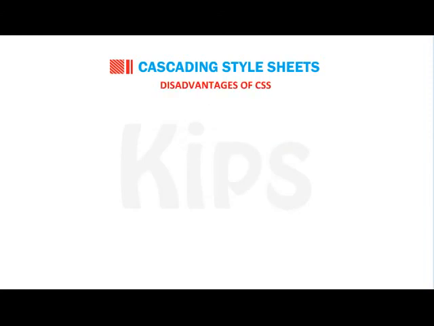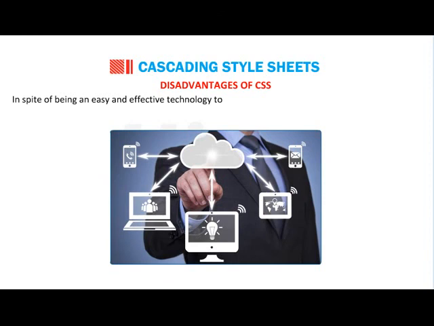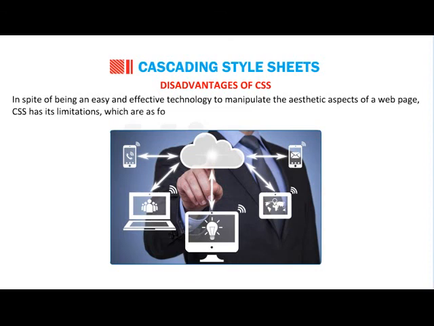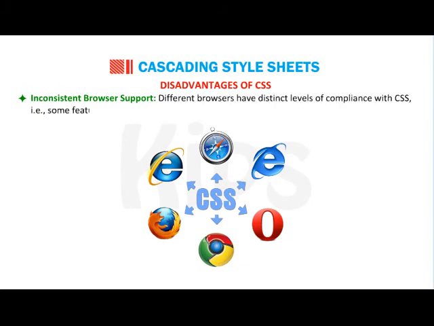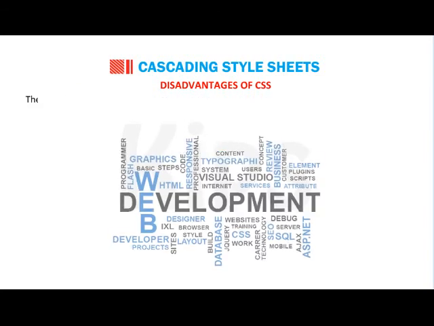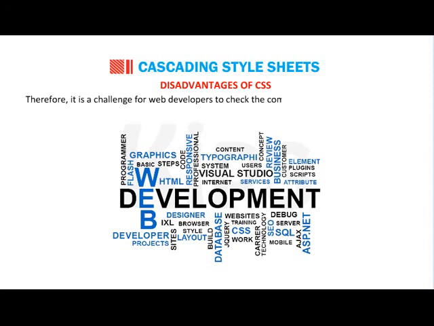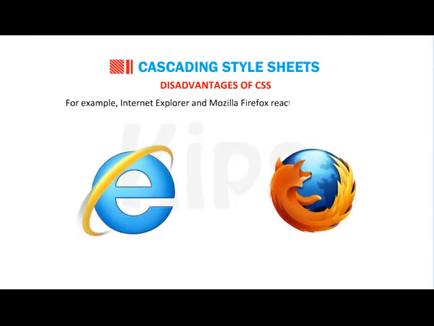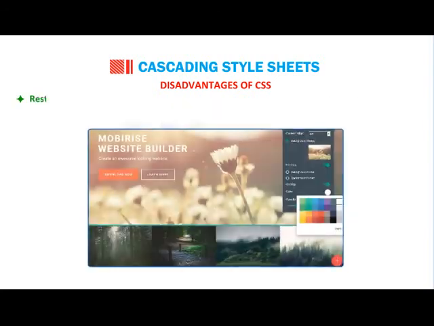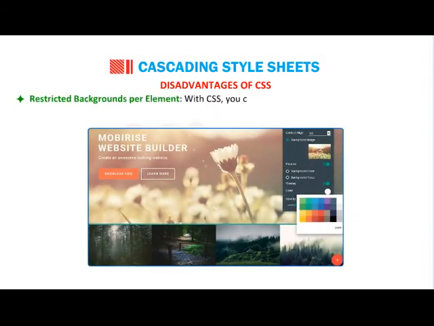Disadvantages of CSS. In spite of being an easy and effective technology to manipulate the aesthetic aspects of a web page, CSS has its limitations, which are as follows. Inconsistent browser support. Different browsers have distinct levels of compliance with CSS. That is, some features are supported while some are not. Therefore, it is a challenge for web developers to check the compatibility of CSS with different browsers before finally launching a website. For example, Internet Explorer and Mozilla Firefox react differently to CSS. Restricted backgrounds per element. With CSS, you cannot specify more than one background image for each element.